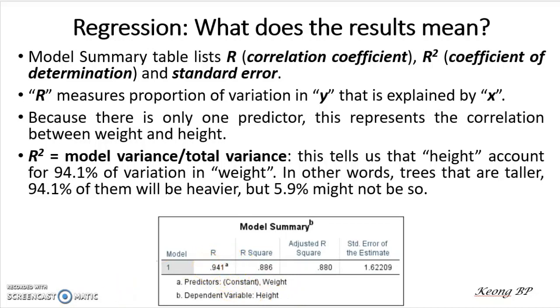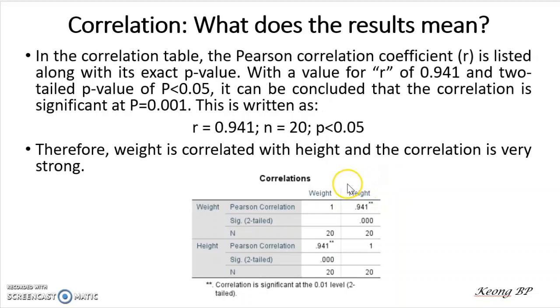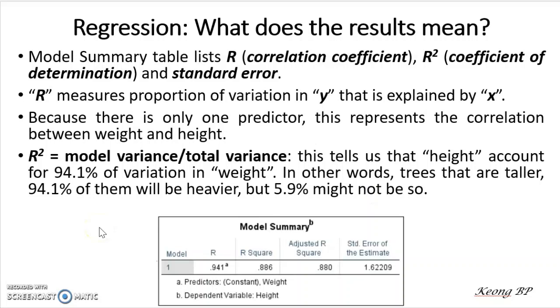If you refer back to the Pearson correlation coefficient that you performed earlier, the value here is actually the same as what was generated by the correlation analysis that you performed just now. And the second most important value generated by the regression analysis is the R squared. The R squared, which we also call the model variance or the total variance, tells us how one variable accounts for the variation in another variable.